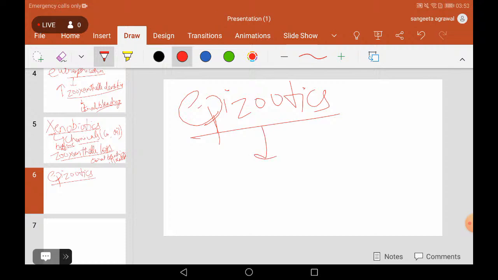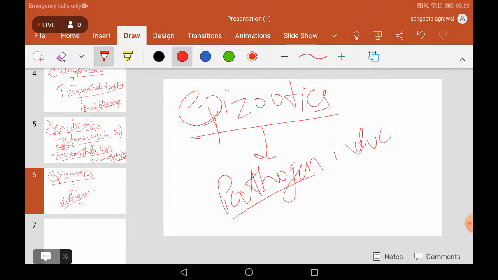Just remember, epizootics means it is a pathogen induced coral bleaching. Pathogen induced, and pathogen basically can include anyone: bacteria, fungi, virus, parasites. Okay, right. All right. This is all about coral bleaching.